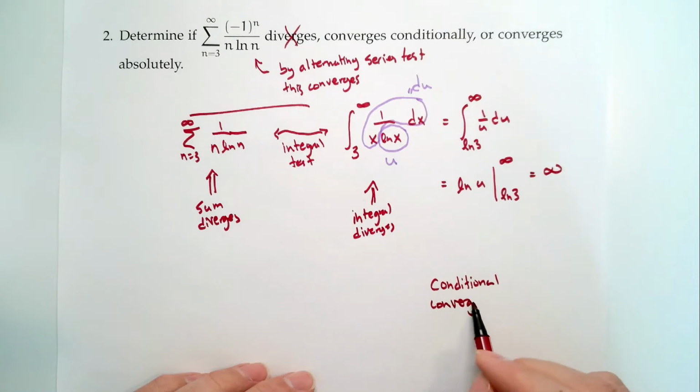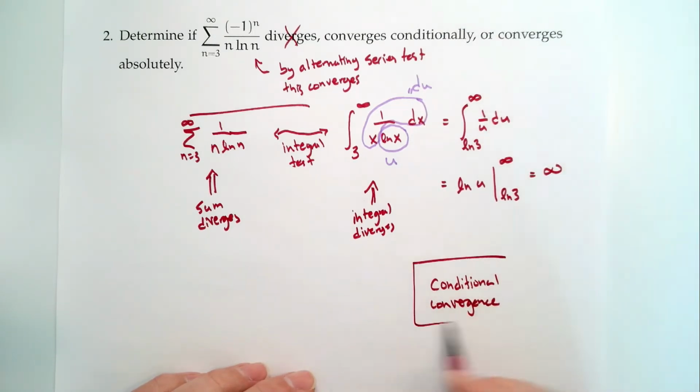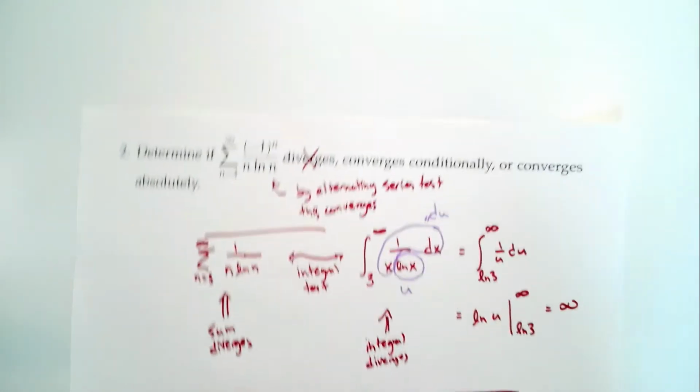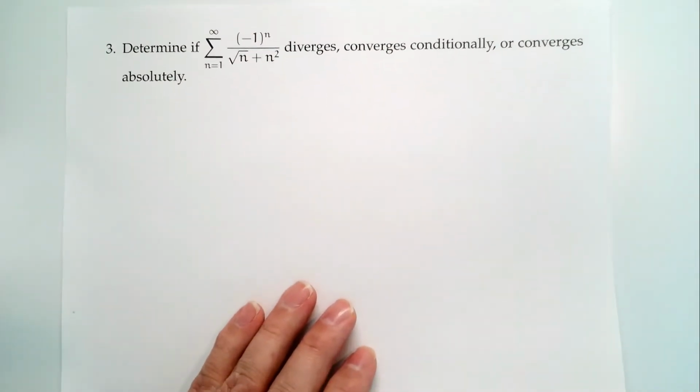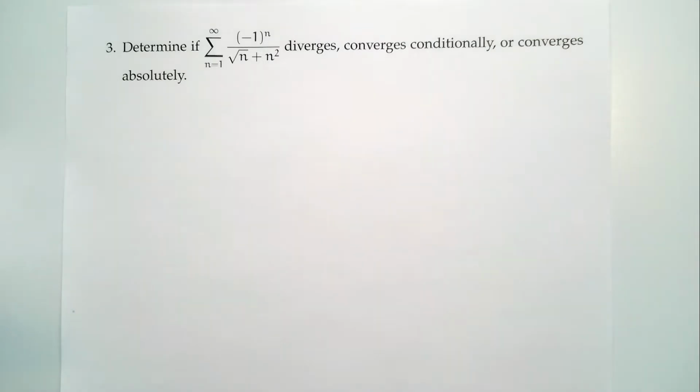All right. Wow. Two conditional convergences in a row. Okay, well, we could have 3 or 4. Don't try to guess patterns. Look at what the problem says. The problem will tell you where to go.